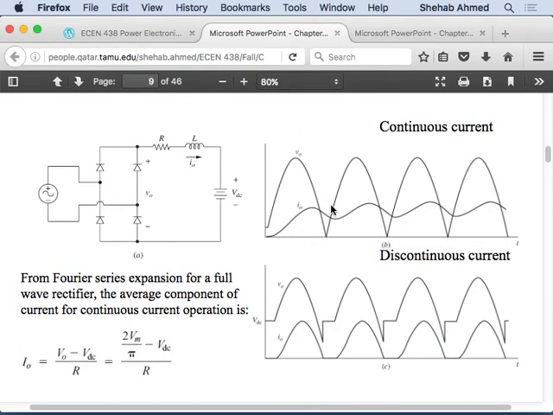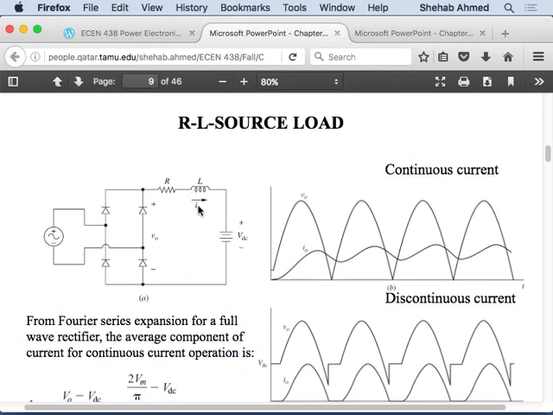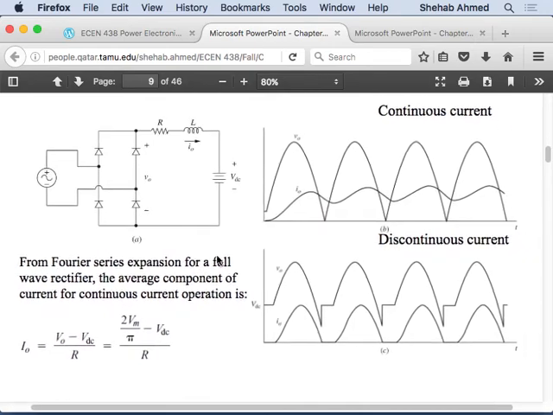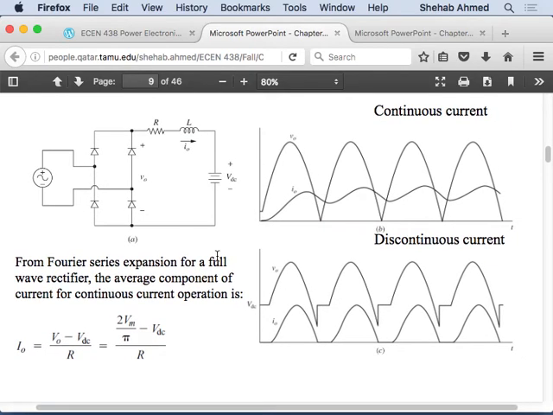Then they go through some simulations. You should do that in the lab. And then this is the case with an RL and a source. So this is a little more complicated, but it should still hopefully be straightforward.